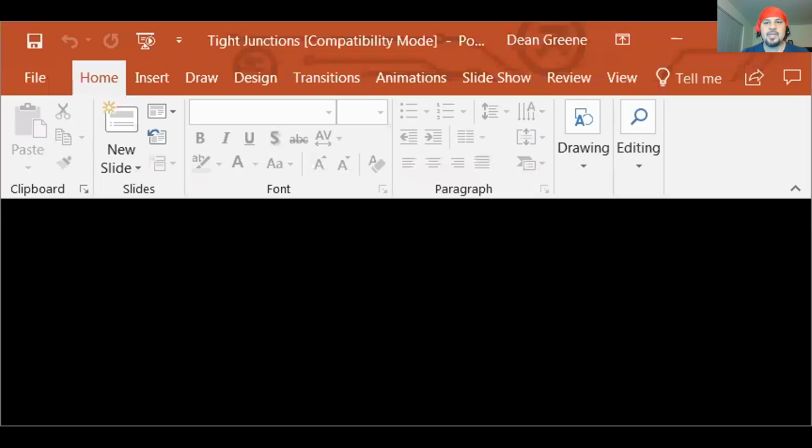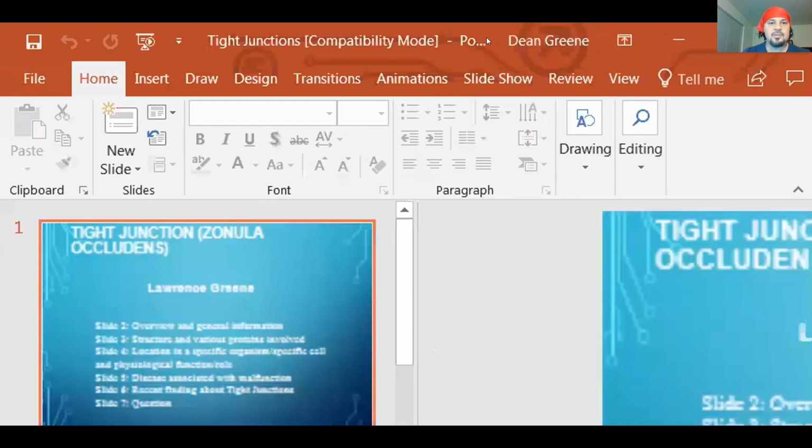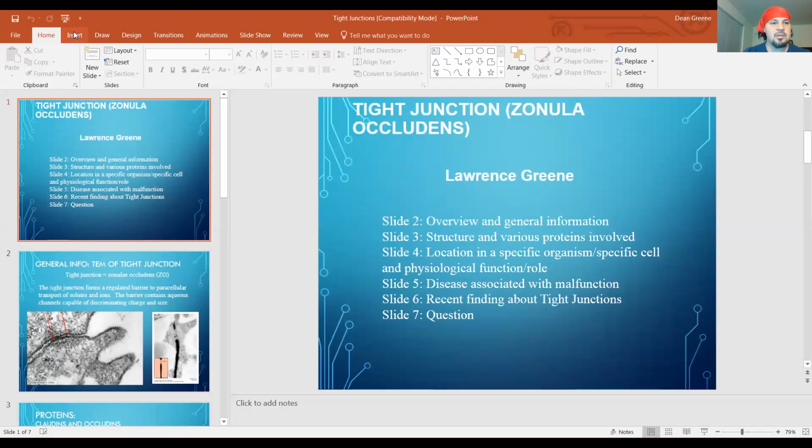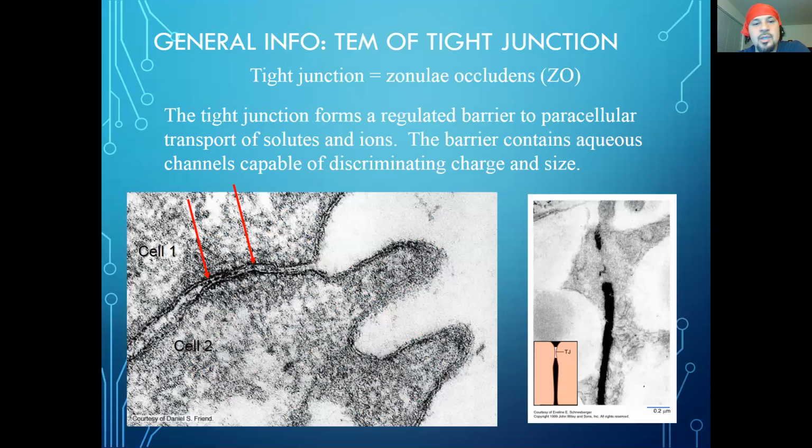I am doing the tight junctions. As soon as I get everything up and running, we can get started. So basically, page 2 is the overview and general information. Page 3 is the structure. Page 4 is location, specific organisms. Page 5 is diseases associated with malfunction and recent findings on tight junctions. Page 6 and page 7 are questions.